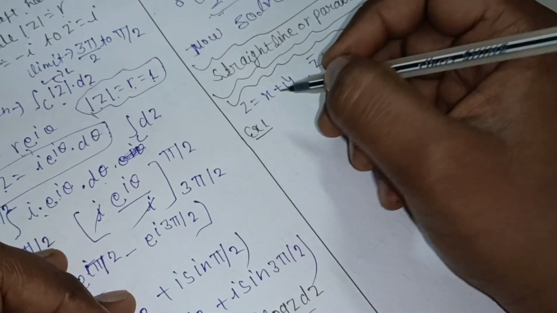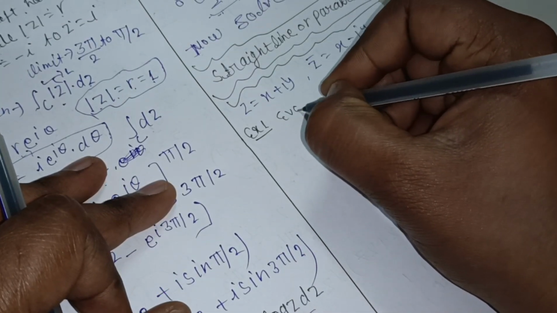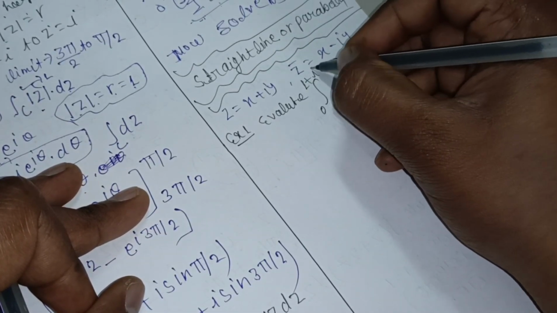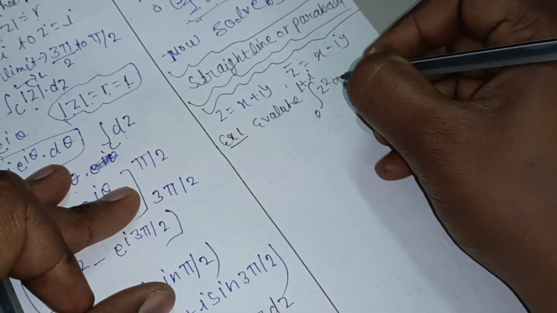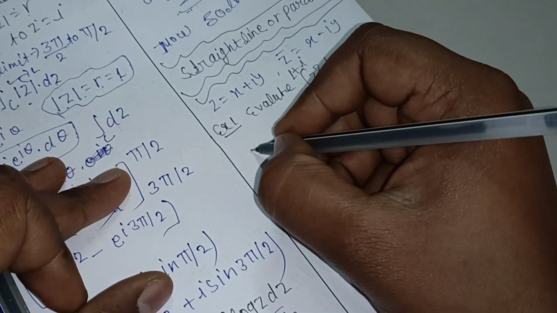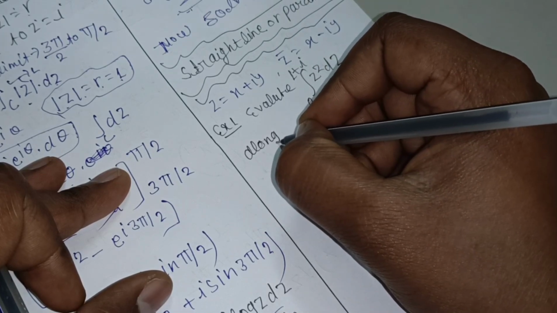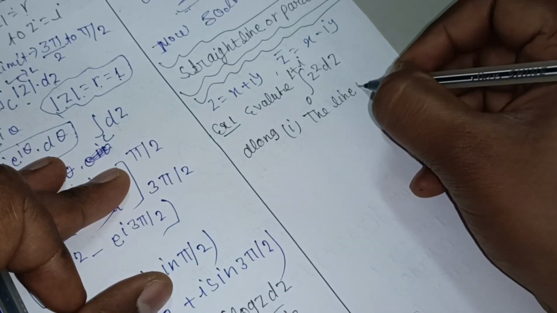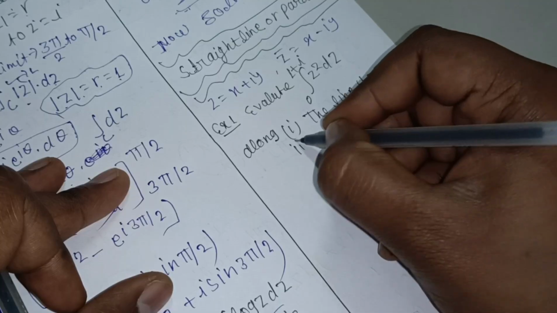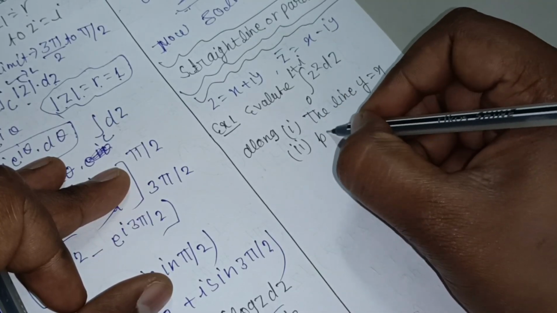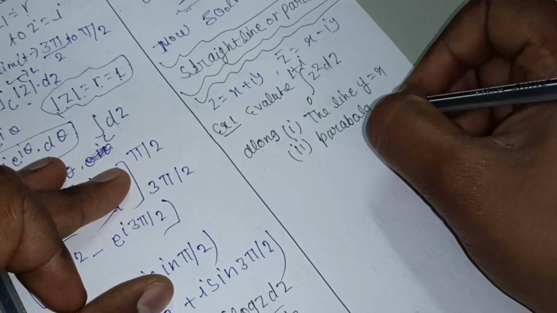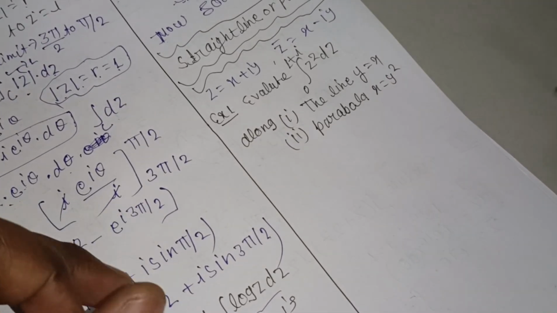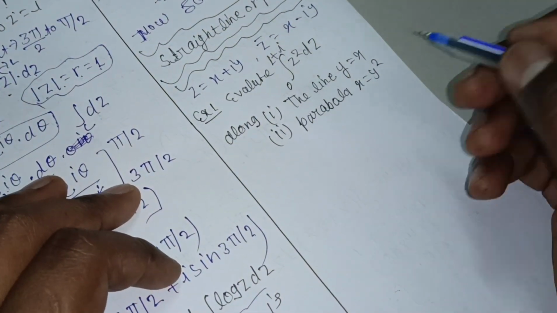So let's do example number 1 on it. It says that we have to evaluate the integration from 0 to 1 plus iota of z square dz along, first, the line y is equal to x, and second, the parabola x is equal to y square.